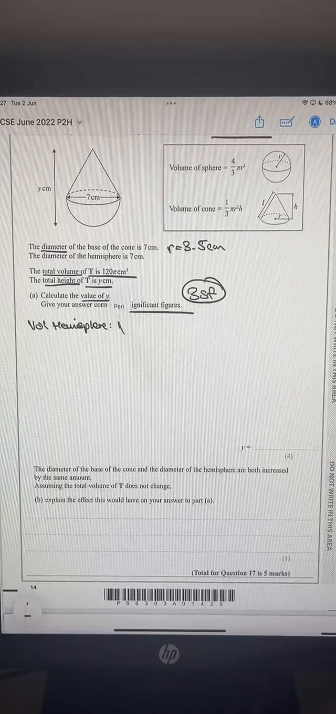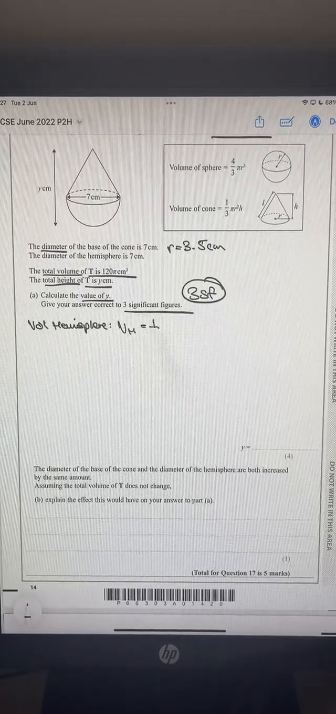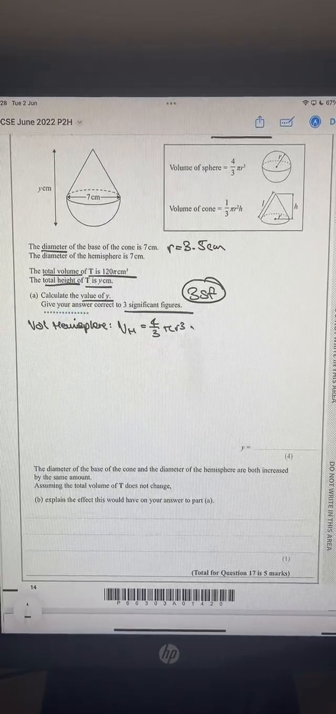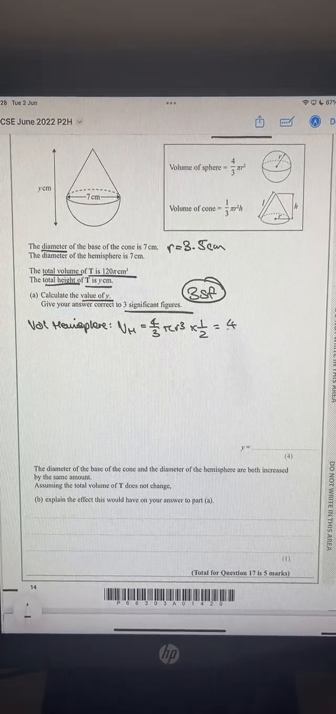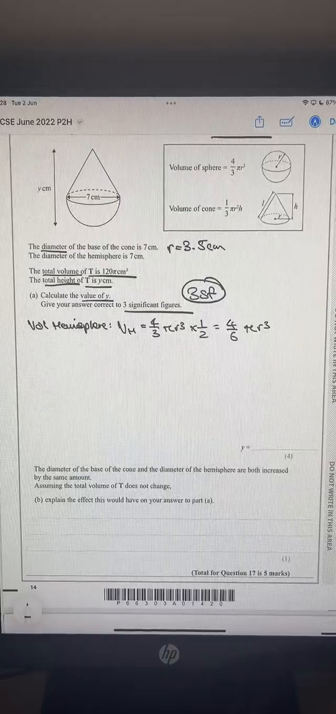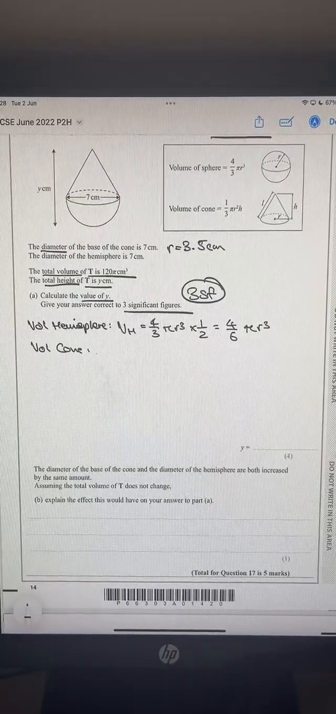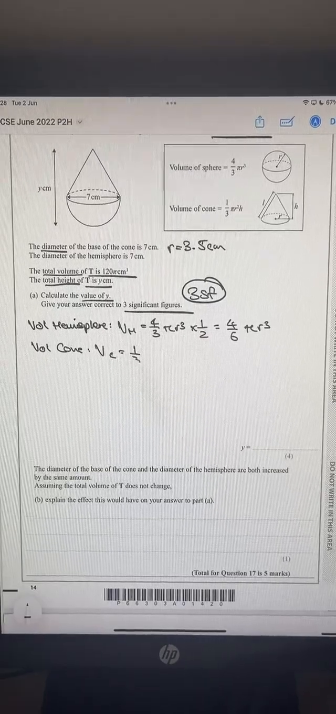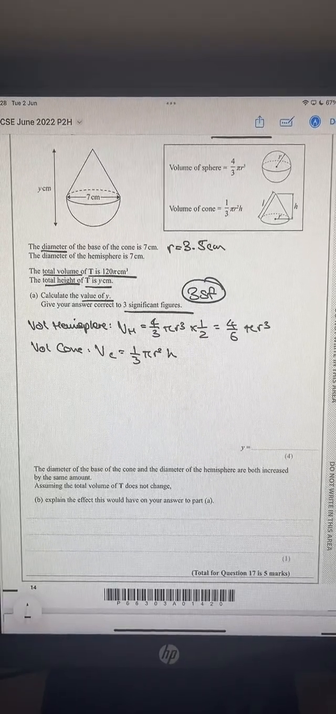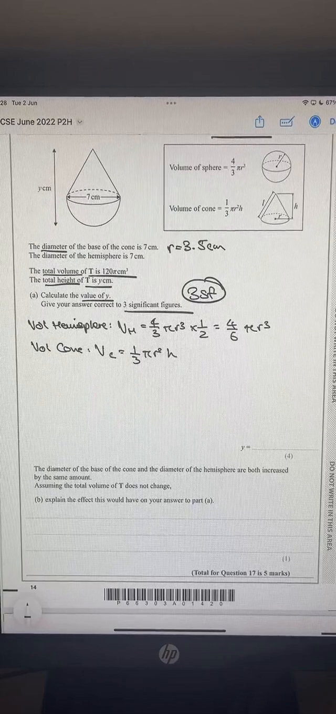So we know that the volume of the hemisphere is equal to 4 thirds pi r cubed, and a half of that, as Adamantium says, is going to be 4/6 pi r cubed. The volume of my cone, V_C, is 1/3 pi r squared h. So far I've literally just regurgitated what the formulas are, but I like to write it all down in case I get some basic method marks for that in case I mess up later. Just write down everything one by one, a step at a time.